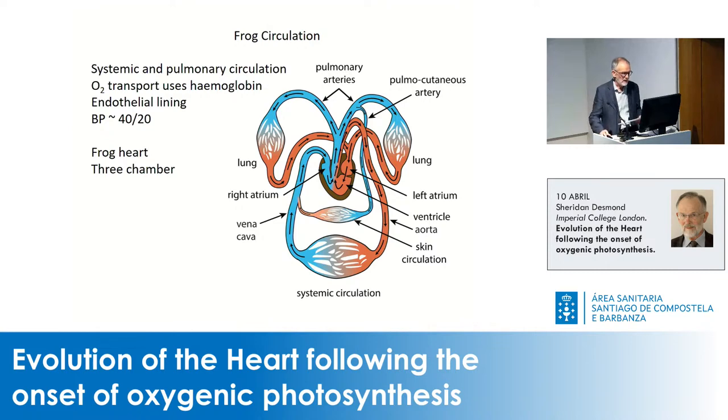Frogs have a three-chambered heart, so blood returning from the systemic circulation enters the right atrium, while the left receives oxygenated blood from the lungs, and then both enter the single ventricle from where it is propelled into the aorta and pulmonary arteries. An important aspect of this is that although there is a single ventricle, there is a high degree of separate streaming of oxygenated and deoxygenated blood within the ventricle.